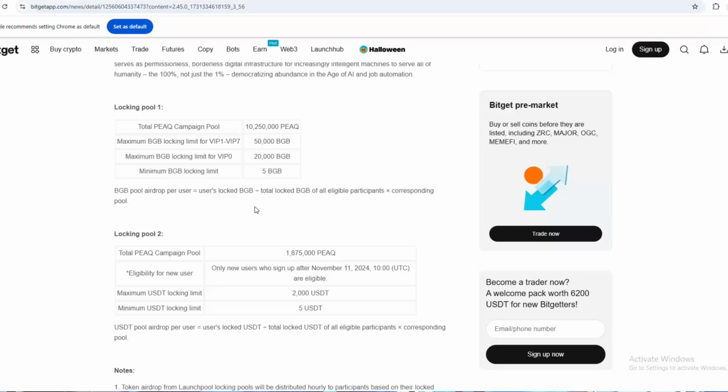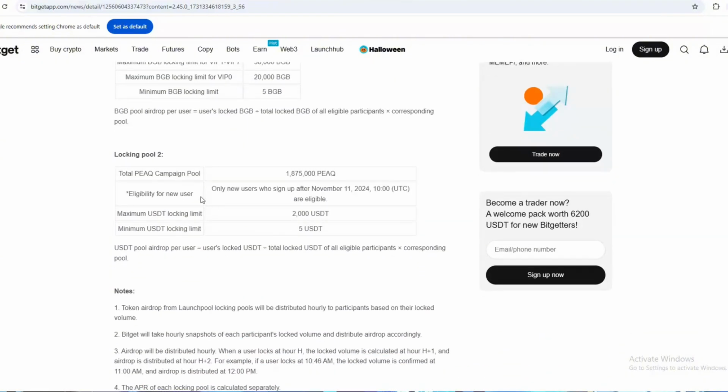BGB. And BGB, you know that BGB is the own token of Bitget, guys, and this is the locking pool of the two. And this is the total PEAQ campaign pool. These are eligible for new users only. New users who signed up after November 11 are eligible for this participation. So remember that those who just signed up recently on Bitget, guys, after November 11, they can participate in this campaign.